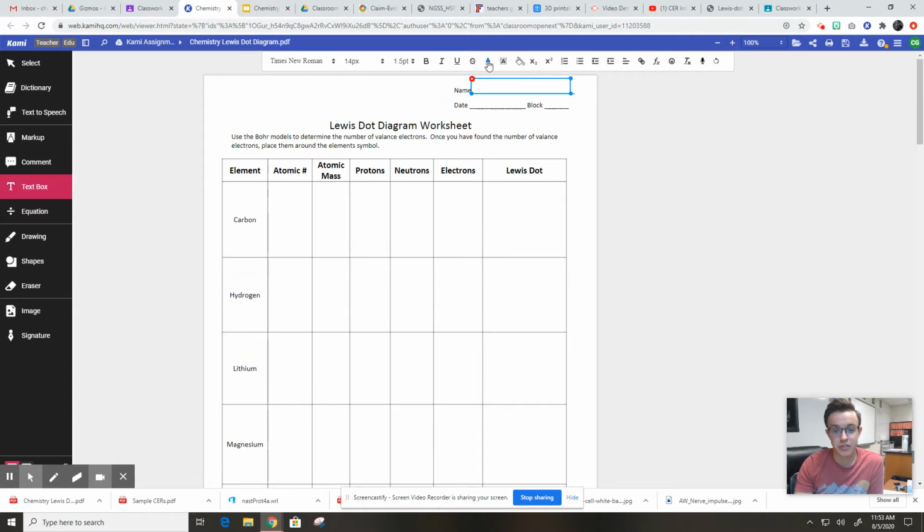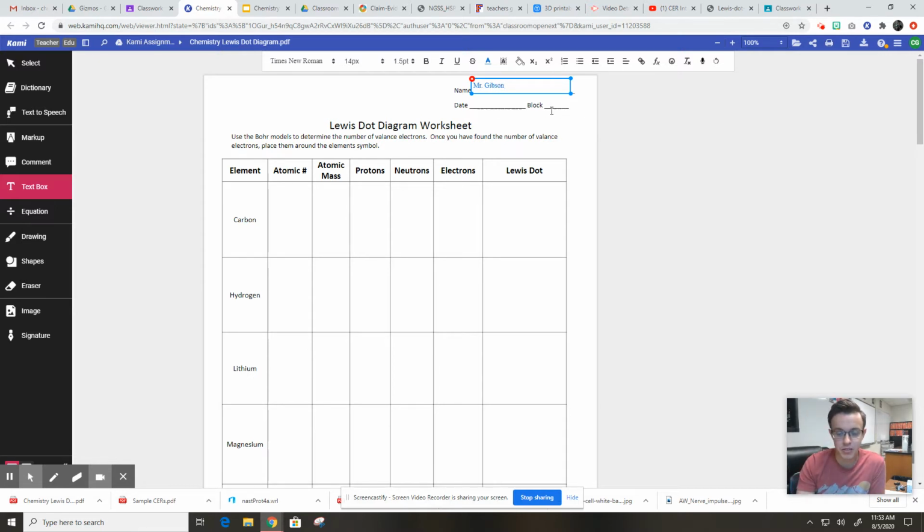You can change the font, you can change the color. Right now I've got it typed to red. If you wanted to make it blue, you can make it blue. It's really up to you. It doesn't matter. And you would just type your name. So my name is Mr. Gibson. So there's that. You can put the date.